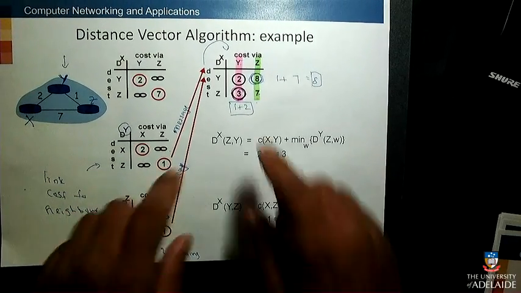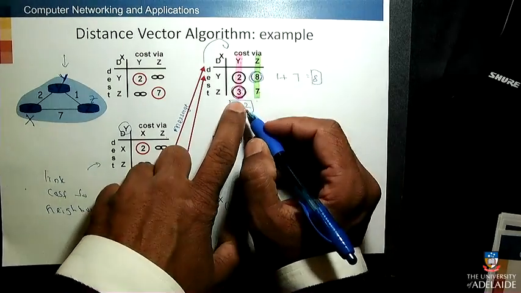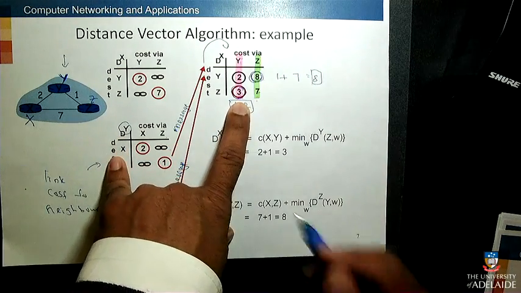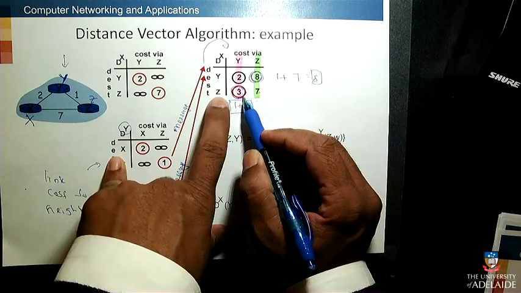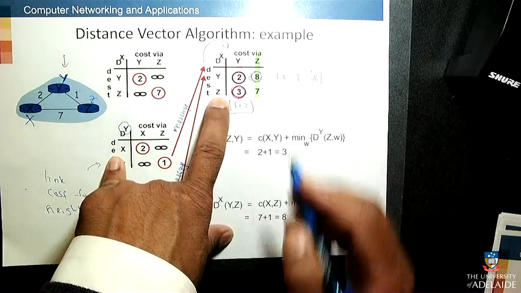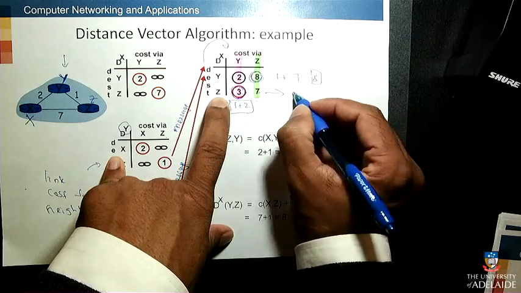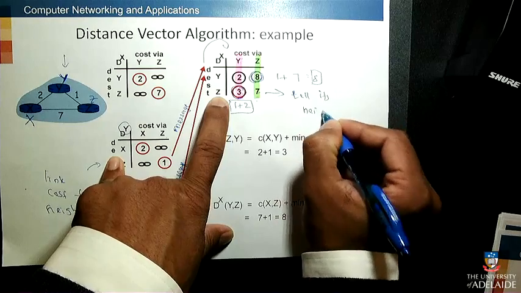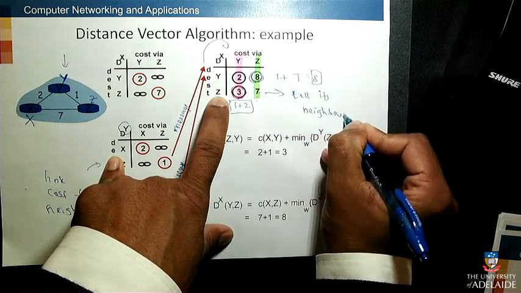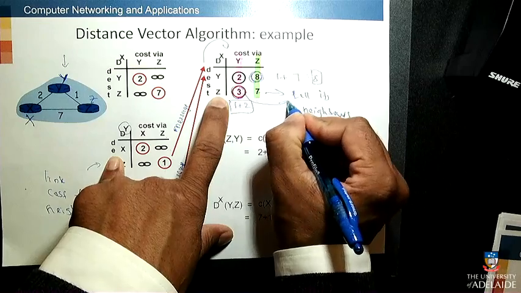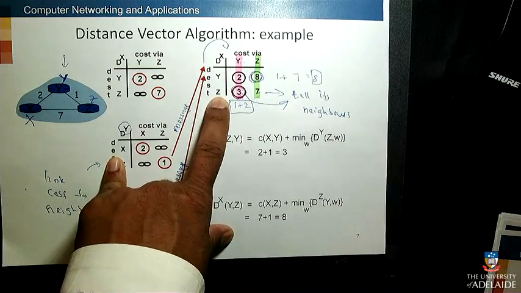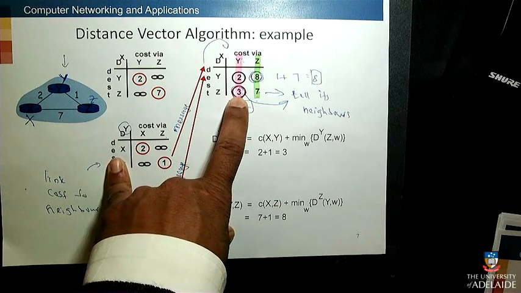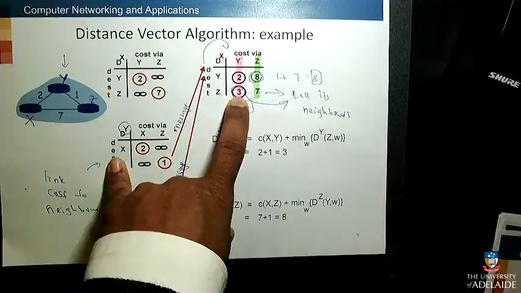If you look at X's routing table, it is going to change here, because it has found a new lowest cost path to Z via Y. So what will X do? It will now tell its neighbors, because I have a path to Z with a cost of 3, before it was infinity, so that means its routing table has changed. So now it has to tell its neighbors.